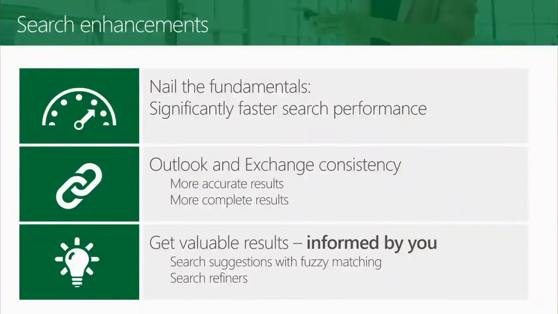The third area that we've invested is really in getting valuable results. We tried a whole bunch of different things over the course of experimenting in Office 365, providing dictionaries of keywords, industry-specific things, and in the end, nothing worked quite as well as delivering suggestions and context that are informed by data in the user's mailbox, the people they communicate with, and ultimately the queries that they've performed in the past. And so with 2016 in Outlook and NOAA, you get search suggestions, and those include also fuzzy matches.